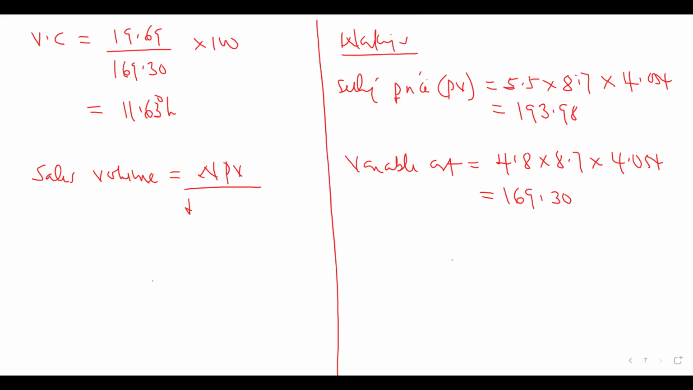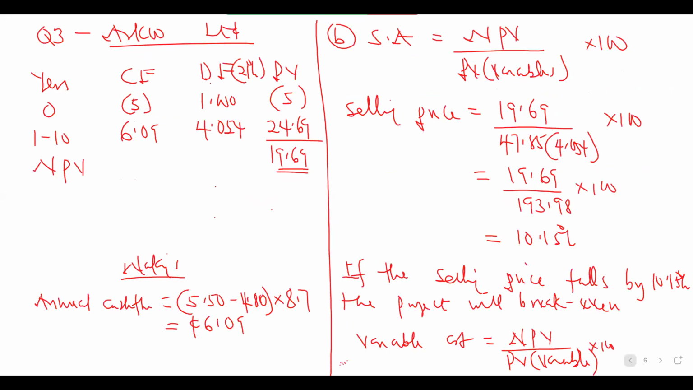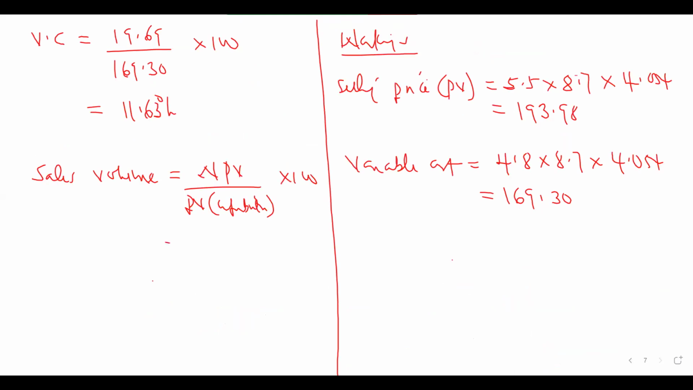So we have the present value of the contribution. Okay, we have already calculated that. The figure over here is the contribution, because you can see that the 5.50 minus 4.80 is the contribution here. So we present value the contribution. So that would be the 6.09. Okay. So we have 19.69 divided by 24.69 multiplied by 100. What are we getting?